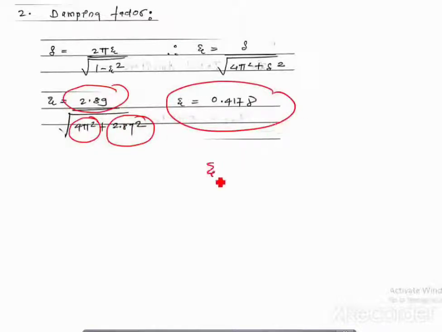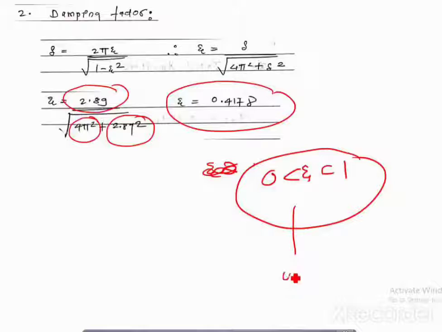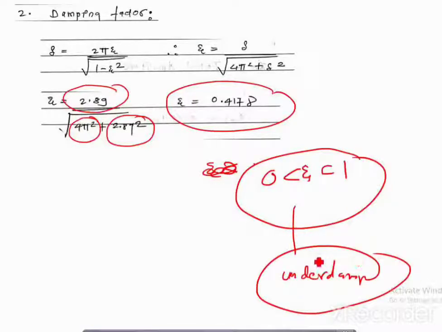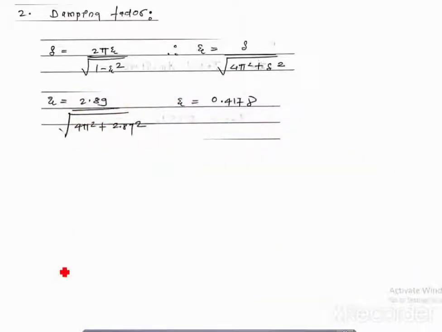Now you can see that zeta is greater than 0 and less than 1. So this is the condition of an underdamped system. Already in the problem they have mentioned that you are using this as an underdamped system in the motorcycle, that is an automotive suspension system, a shock absorber. So obviously the value of zeta should be less than 1 and greater than 0 as per the type of the system. So I have got a correct answer.